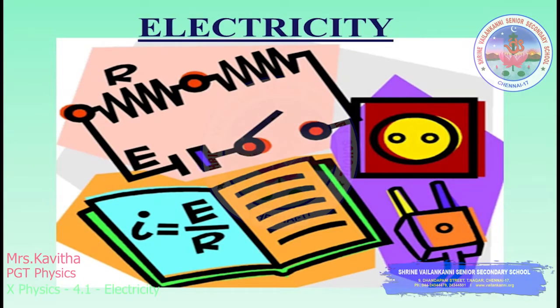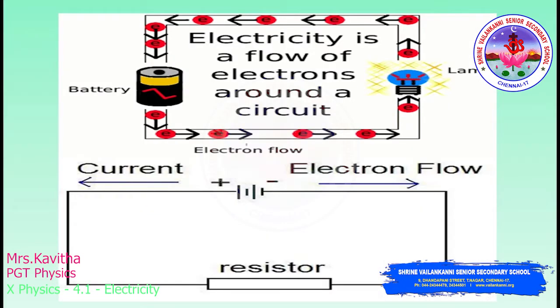Hello children, the continuation of electricity. In that, we'll see the direction of electric current. Till the 1890s, the negatively charged electron was not discovered. The scientists arbitrarily assumed that the direction of flow of electric current was from the positively charged body to the negatively charged body. That is known as conventional current.